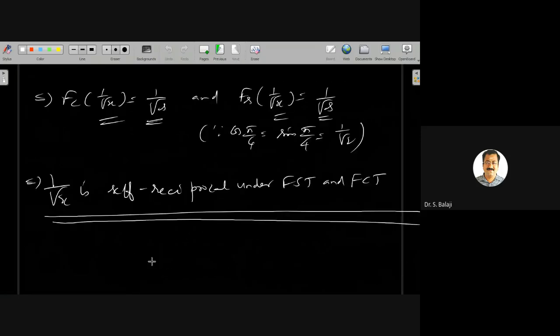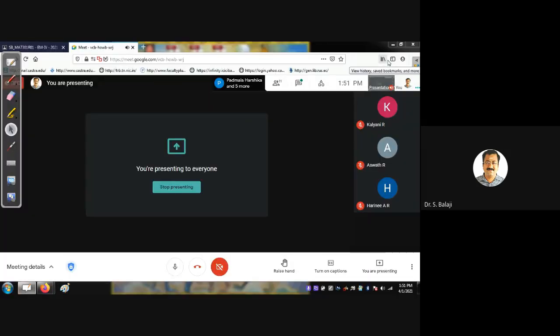This will be the idea for finding the Fourier sine and cosine transform of x power n minus 1. The previous problem is also important, and this problem is also important. Both problems are important under the sine and cosine transform.